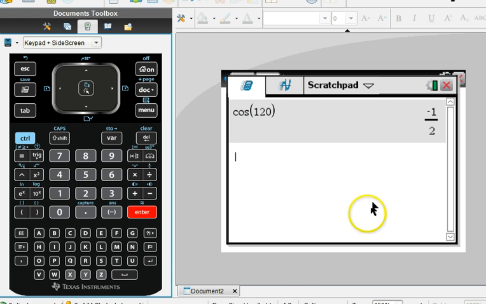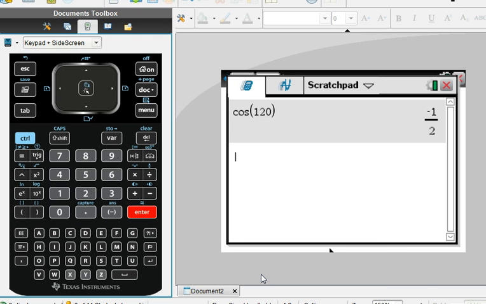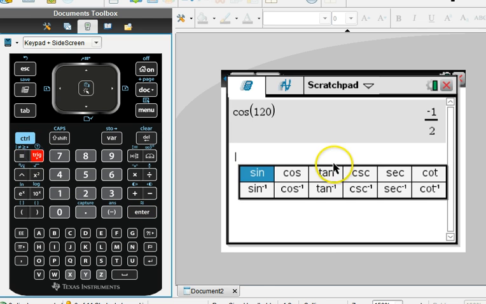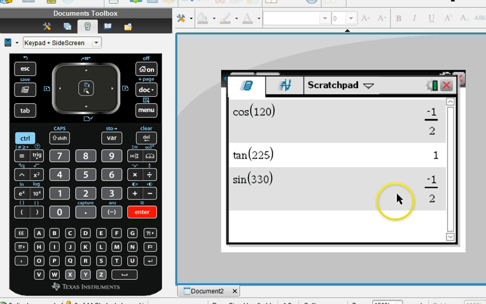We wanted to find the other two, tangent of 225 and sine of 330. Okay, so obviously we have values. These all actually have trig values. Notice though that a couple of them are negative. And one is 1, which I guess we've seen before. We've seen tangent of 45 as 1.